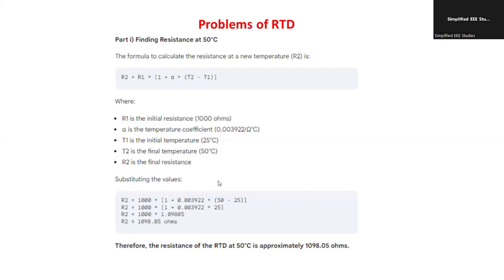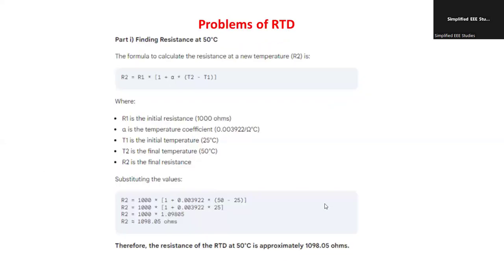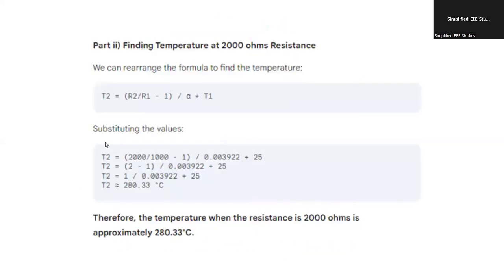So what was the question actually? If the resistance is 200 ohm, calculate the value of temperature. So here T2 you are supposed to make out. From this formula, please separate the value of T2 using mathematical rearranging of the formula. Now T2 will be computed based on this. So ultimately we'll be getting 280.33 degrees Celsius.